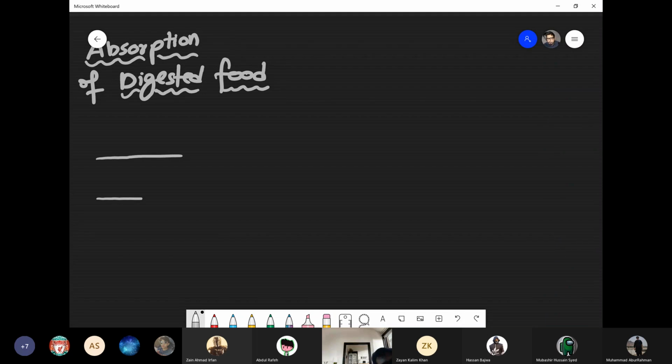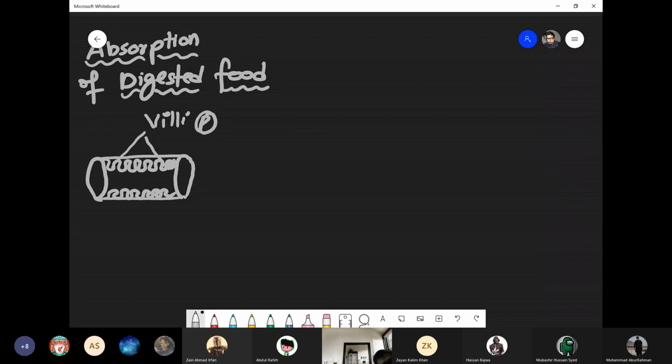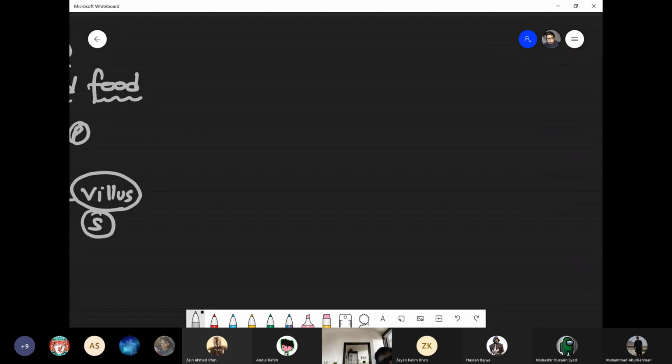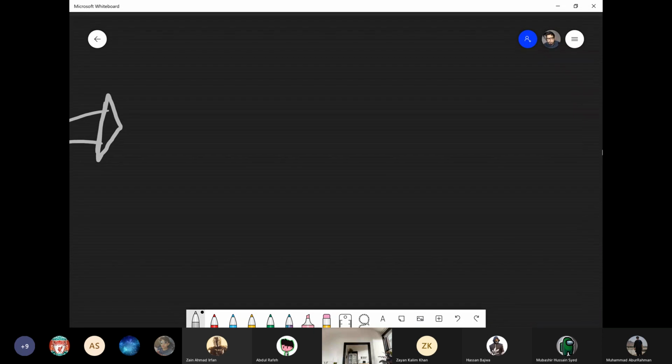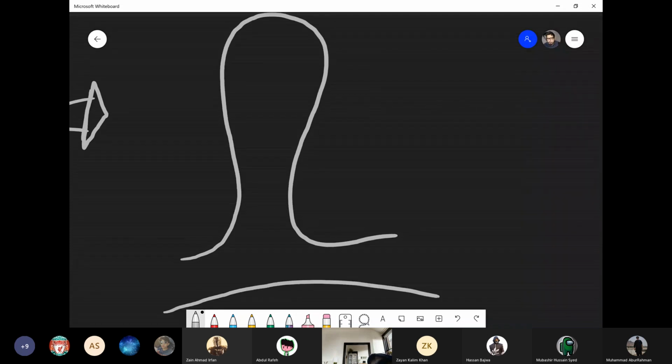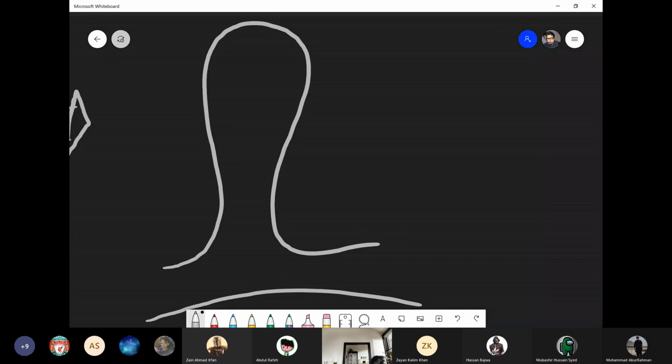Now, let's suppose that this is the small part of small intestine. Now, in this small part of the small intestine, there are these small finger-like projections. These finger-like projections are called villi. This is the plural word. And singular is called villus. Now, I am going to draw an enlarged diagram of a villus. This is what this looks like.